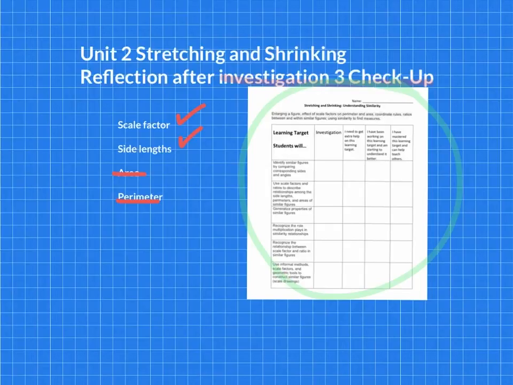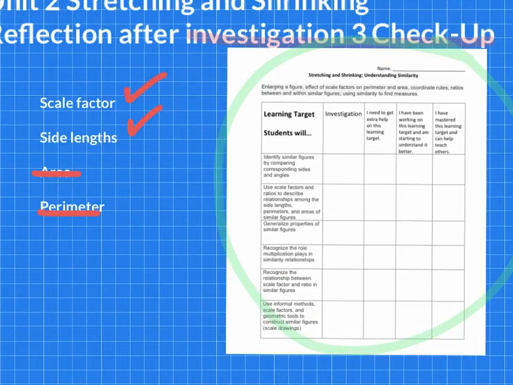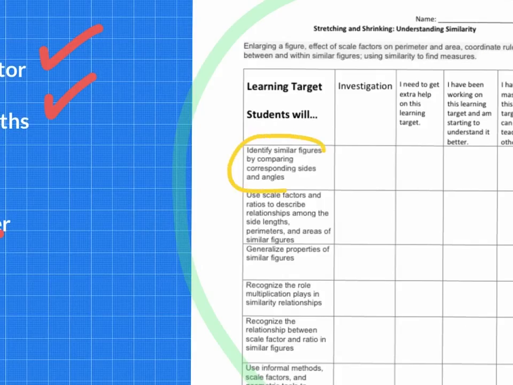In problem number 1, it asked which rectangles were similar and to explain why. So this question number 1 goes along with the learning target that says identify similar figures by comparing corresponding sides and angles. So you needed to be able to see the relationship between two similar figures by their scale factor and which sides correspond.